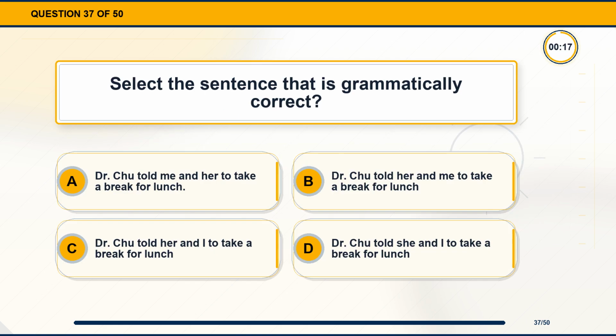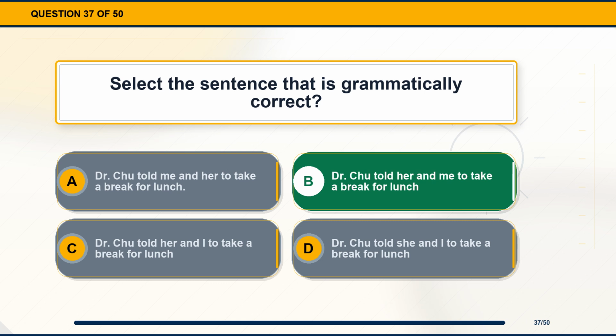Question 37. Select the sentence that is grammatically correct. Option A, Dr. Chu told me and her to take a break for lunch. Option B, Dr. Chu told her and me to take a break for lunch. Option C, Dr. Chu told her and I to take a break for lunch. Option D, Dr. Chu told she and I to take a break for lunch.